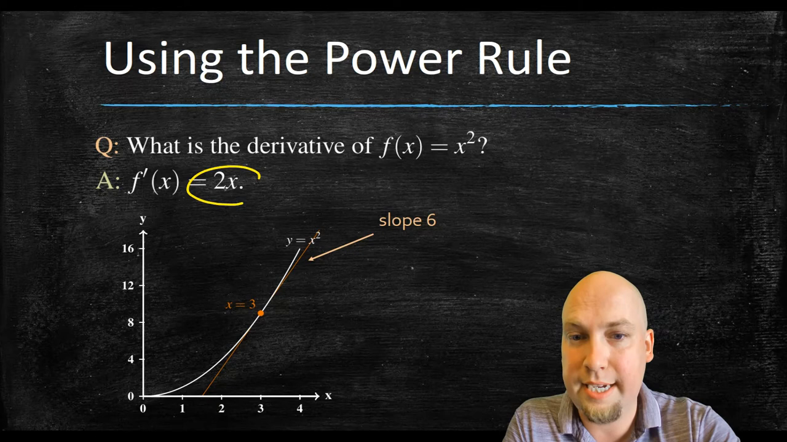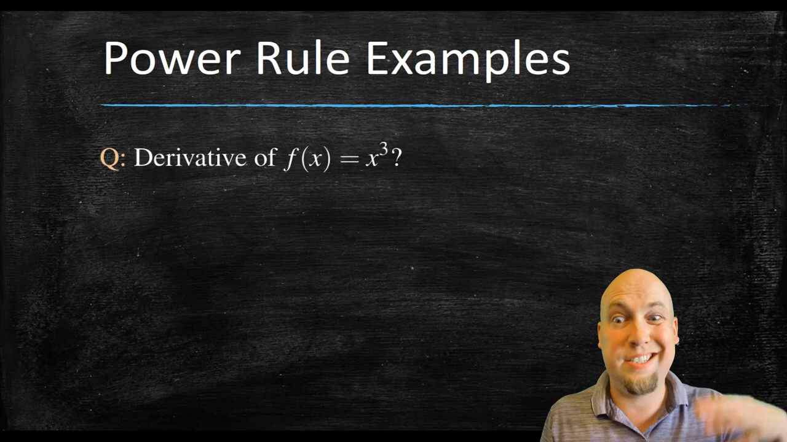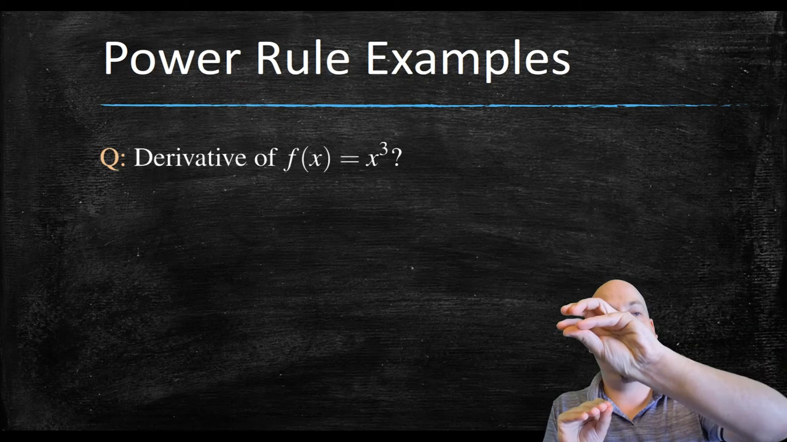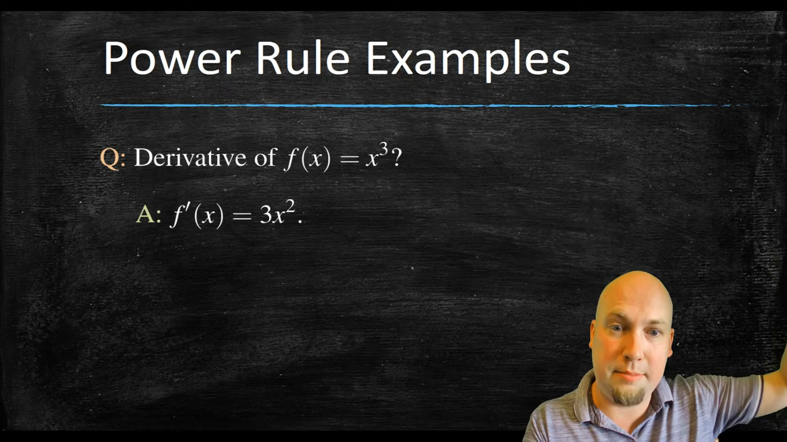All right, let's do a couple more examples just to make sure that we're comfortable using the power rule. What's the derivative of f of x equals x cubed? Well, again, this is of the form x to the power n, so you just bring that exponent out in front and decrease the exponent by 1, right? n times x to the power n minus 1. So it's just going to be 3 times x with one lower exponent, so 3 times x squared. Bring the exponent out in front, decrease the exponent by 1.